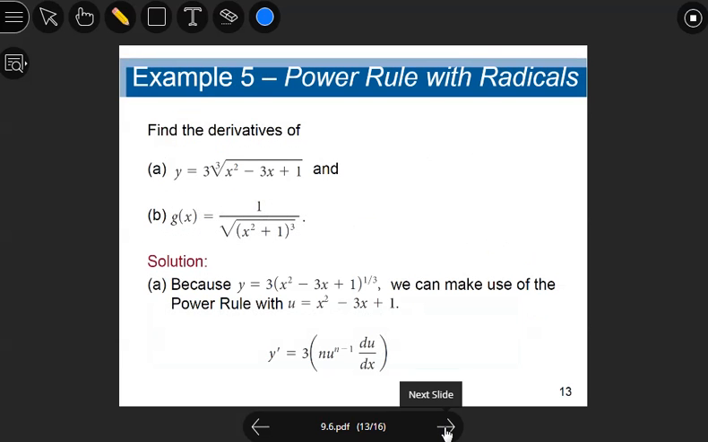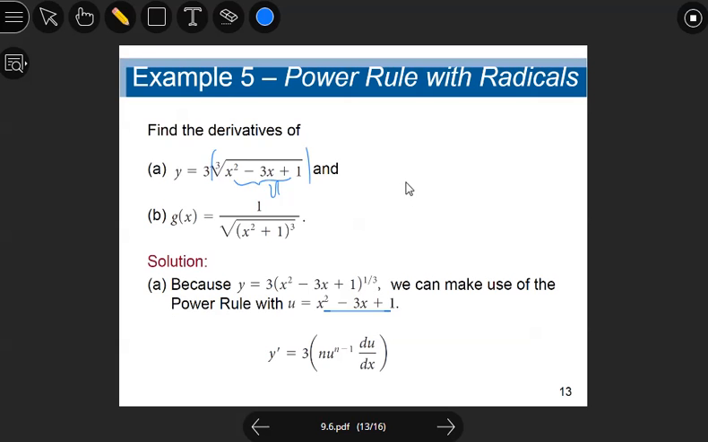Now let's look at some examples. So this is our first example. y is equal to 3 times the cube root of this expression. So first write this as y is equal to 3 times this expression to a power. Then we can make use of the power rule with this substitution. So we substitute this as u.